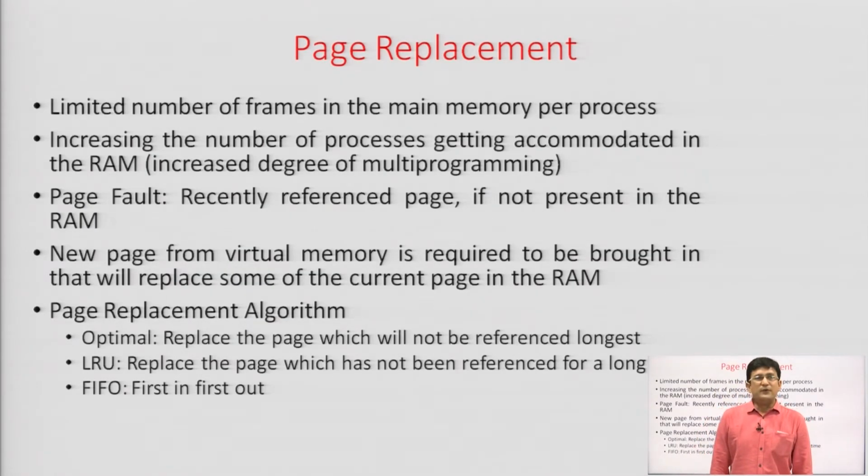Now, we have seen about the page replacement algorithms that we are not allocating space for all the pages of a process to get into the RAM space. We are allowing only a limited number of pages to come in, and because of this we will be able to accommodate a large number of processes in the RAM. This way we will be increasing the degree of multiprogramming.